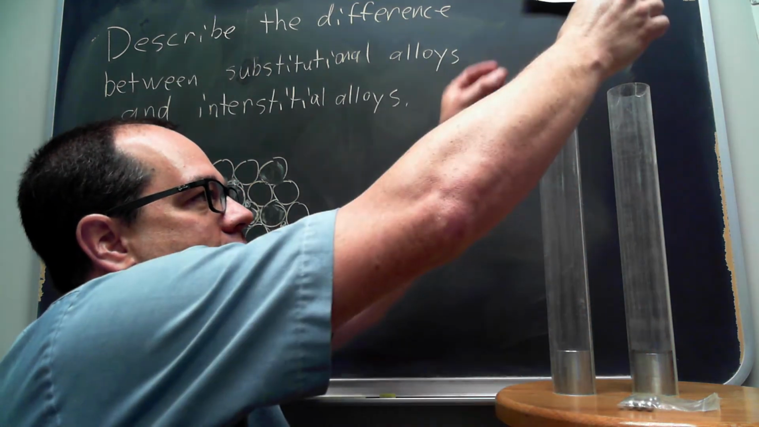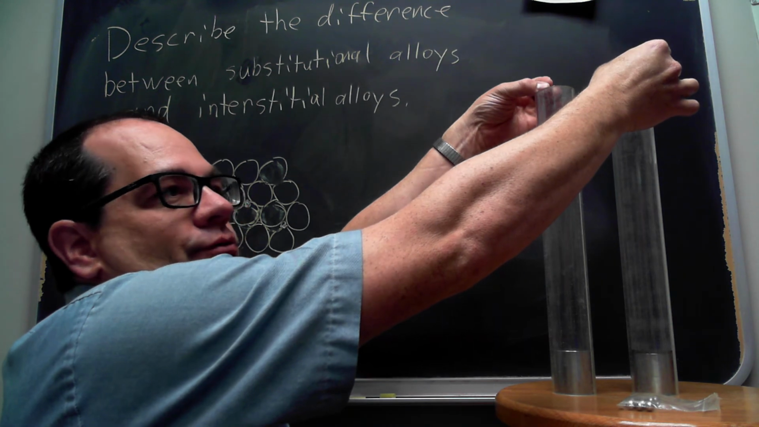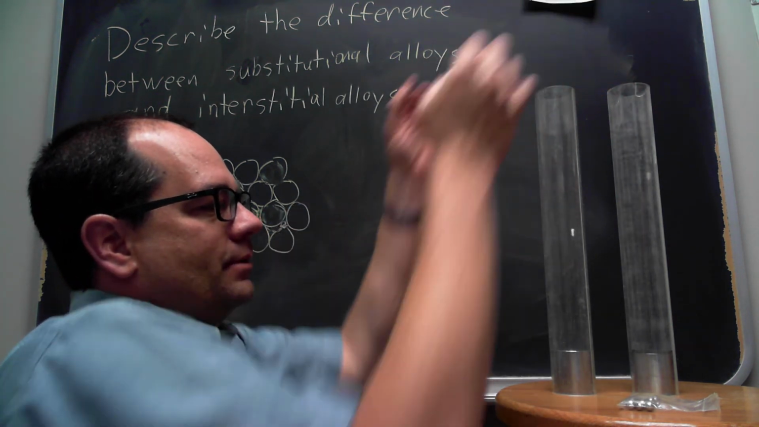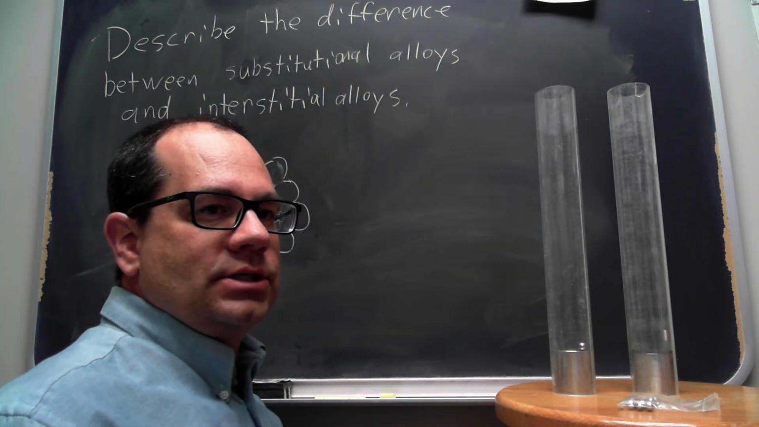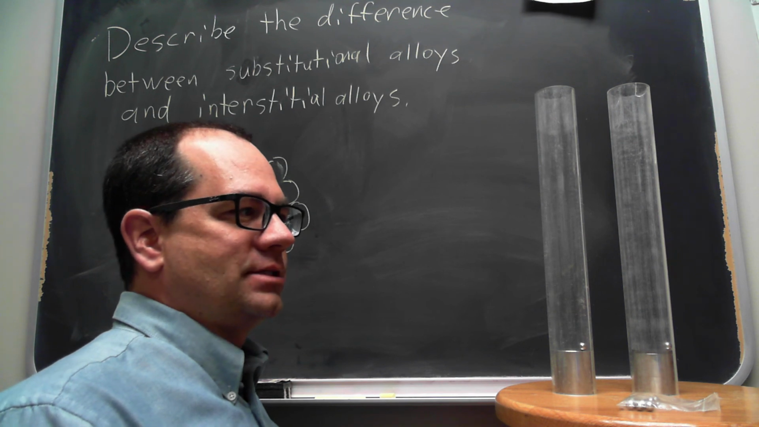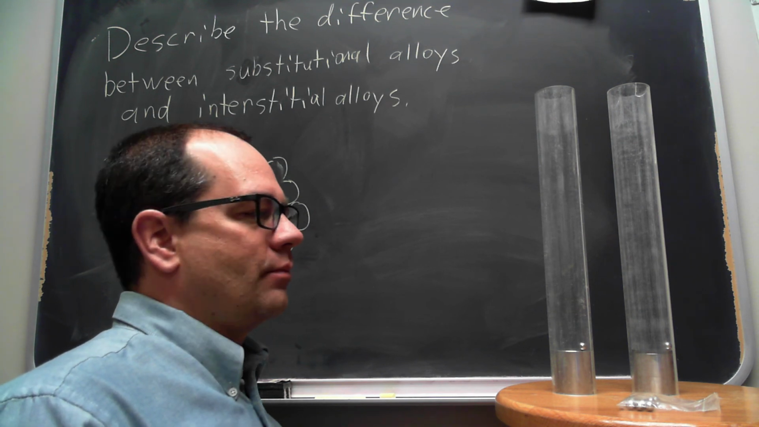And so I'm going to drop these in here, and the harder surface will cause the balls to bounce higher. Okay, so I'll drop these in here, and you can see there's a definite difference in that the alloy with lots of defects in it, no crystal structure, is a much harder alloy.